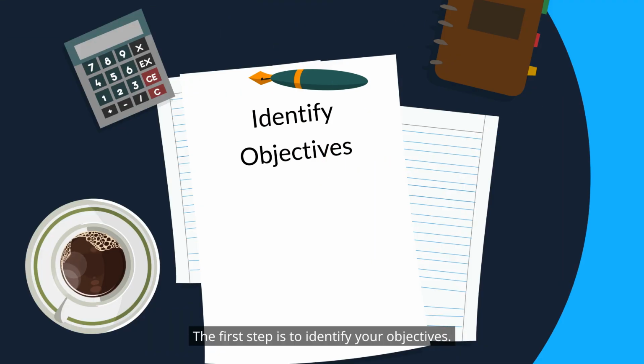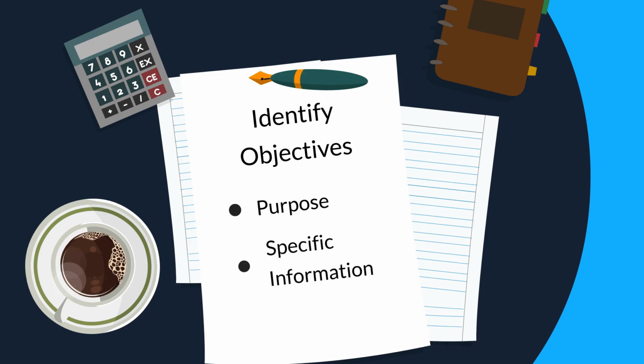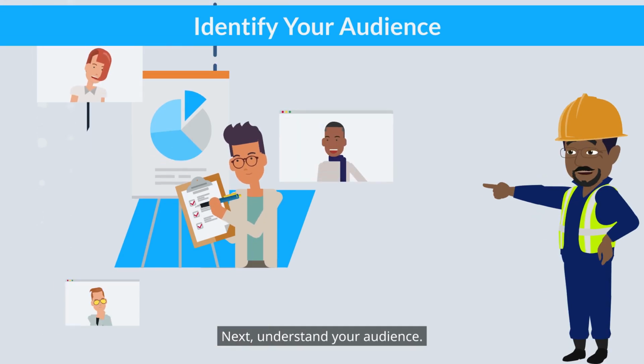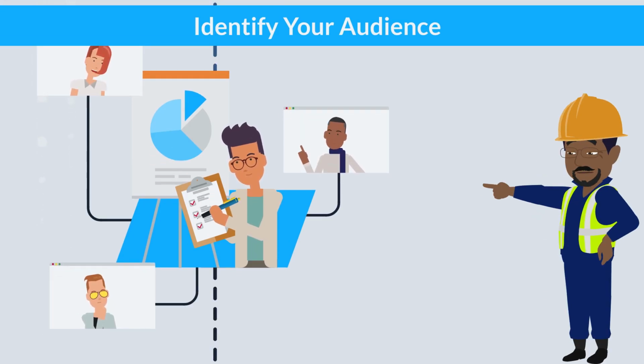The first step is to identify your objectives. What is the purpose of your form? What specific information do you need to collect? Next, understand your audience. Who will be using the form? What are their needs and preferences?